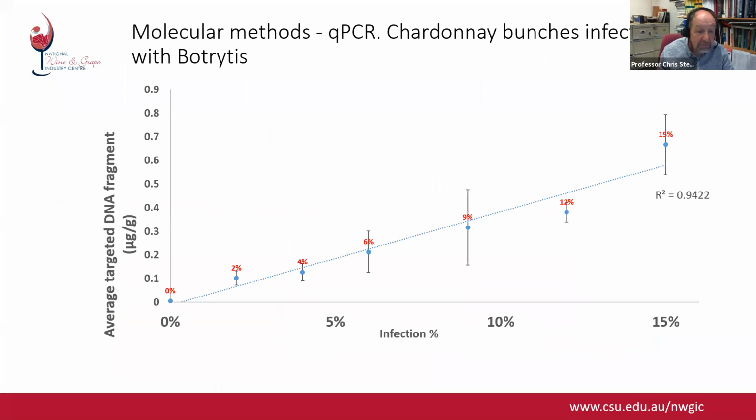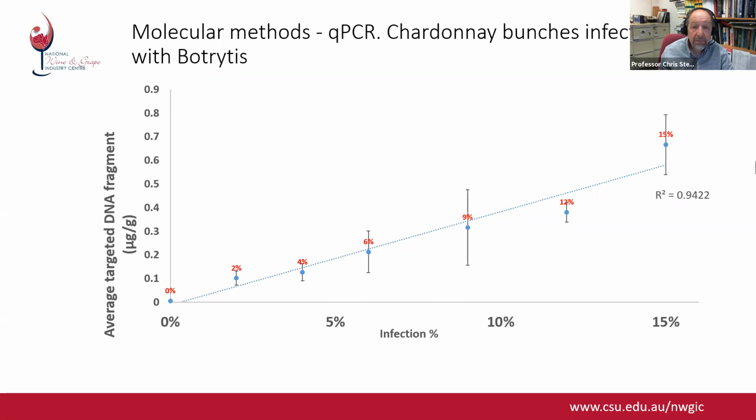I'm not going to say an awful lot about the molecular methods. I will show you just this one graph because we hear a lot about PCR and qPCR, which is quantitative PCR. This is another set of grape bunches infected with botrytis, and we carried out qPCR on these bunches, and you can see it's a good linear relationship. And down at the lower end, we're not picking up botrytis. But the thing to note here are these really large error bars.